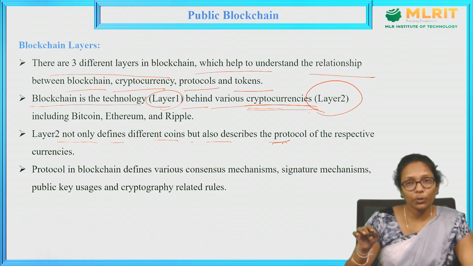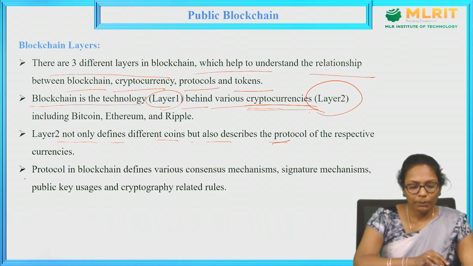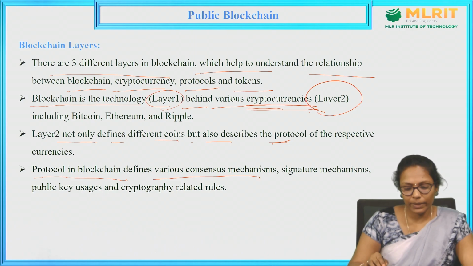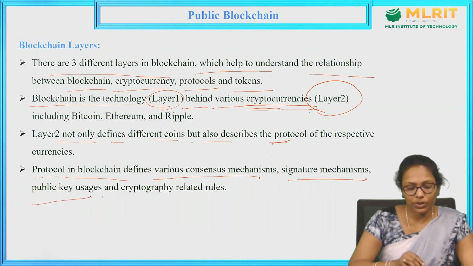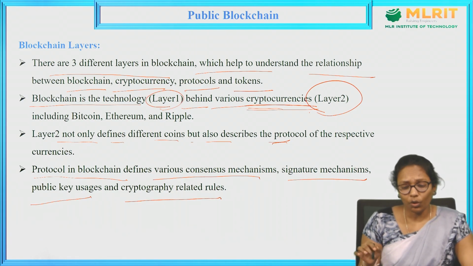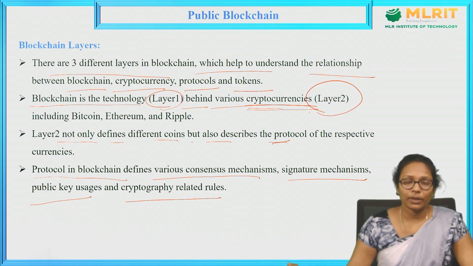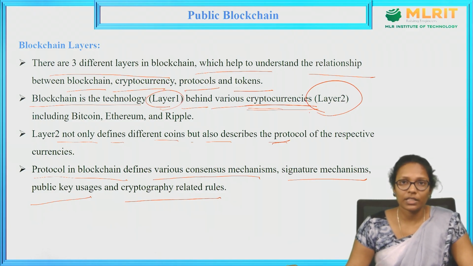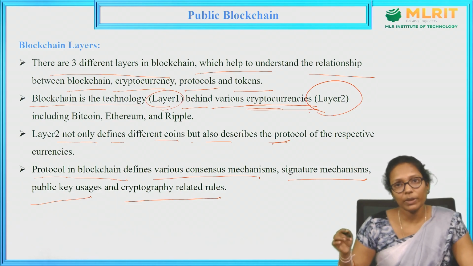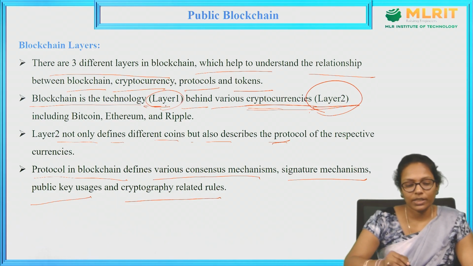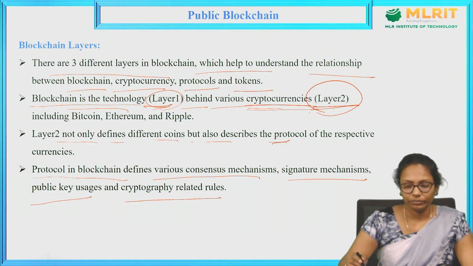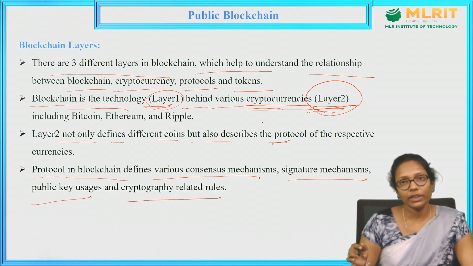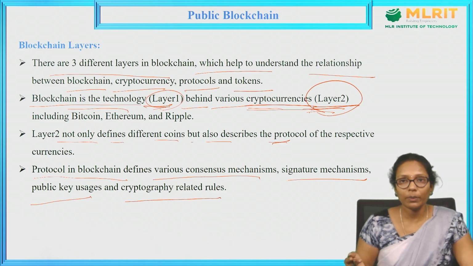So what do we mean by protocol in terms of blockchain? In blockchain, protocol defines various consensus mechanisms, signature mechanisms, public usages, and cryptography related rules. So all these rules will be specified in layer 2: what consensus mechanism the cryptocurrency is using, what digital signature mechanism it is using, what cryptographic algorithm it is using. So what is layer 1? Layer 1 indicates the blockchain technology, the technology itself, and layer 2 will specify the different cryptocurrencies along with their protocols.